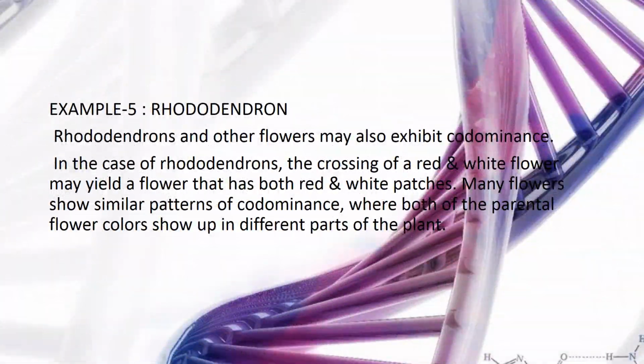Example 5, rhododendron. Rhododendrons and other flowers may also exhibit codominance. In the case of rhododendrons, the crossing of a red and white flower may yield a flower that has both red and white patches. Many flowers show similar patterns of codominance, where both of the parental flower colors show up in different parts of the plant.